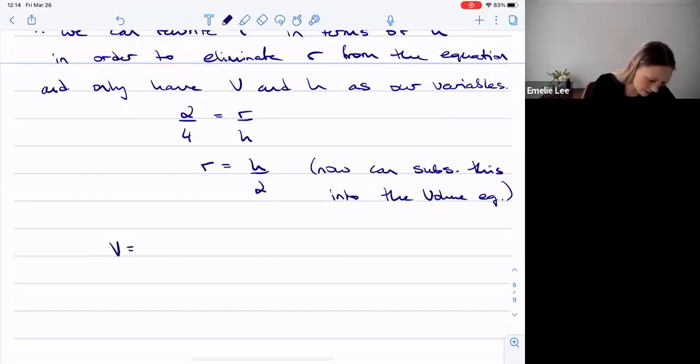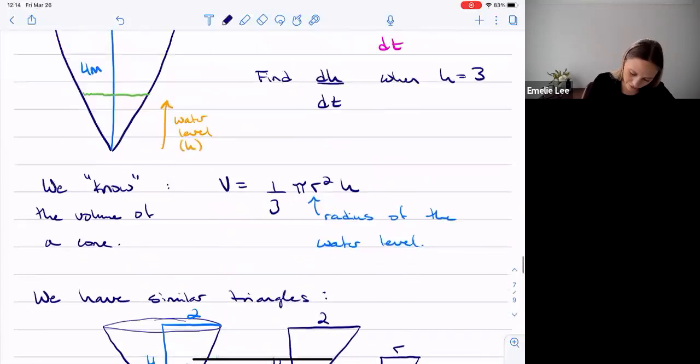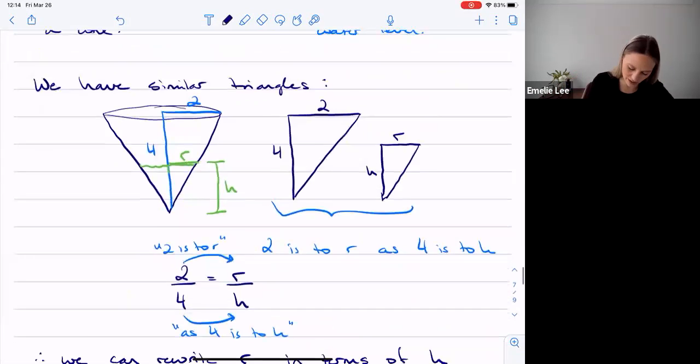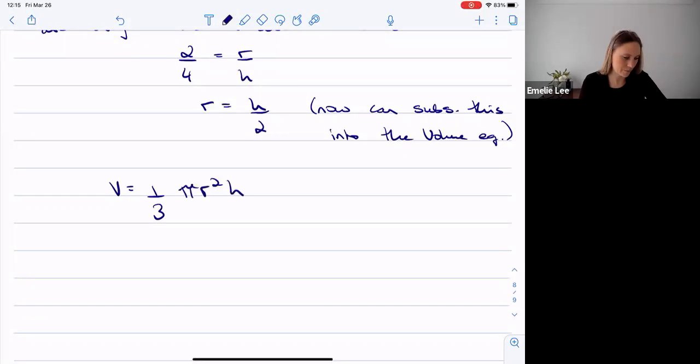So remember, the volume was 1 over 3 pi r squared h. So I'll write that out first, and then we'll swap our r for the function in terms of h. So 1 over 3 pi r squared h.